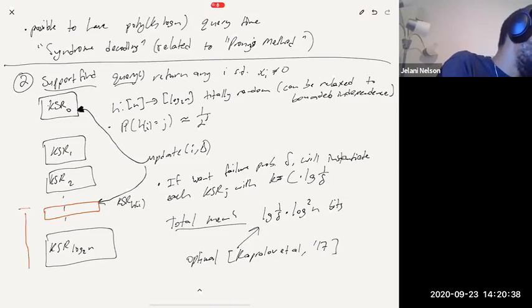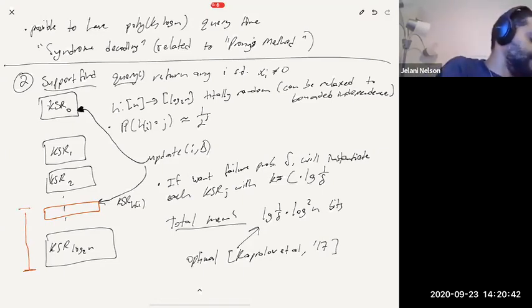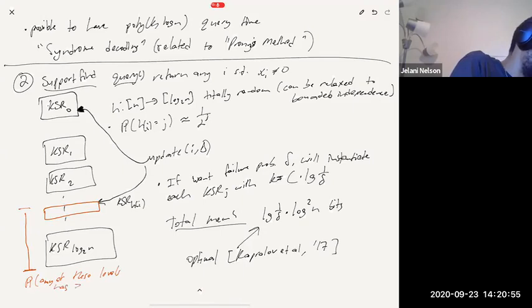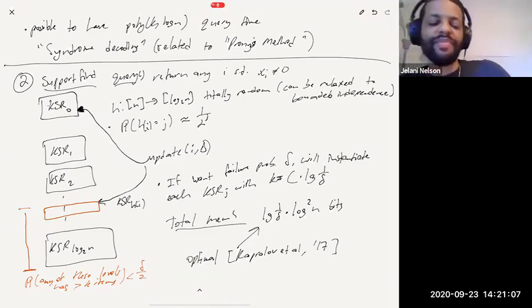There's some kind of prefix or suffix of levels where the probability that any of these levels has more than k items is at most delta over 2. Basically, it follows by the Chernoff bound and union bound.